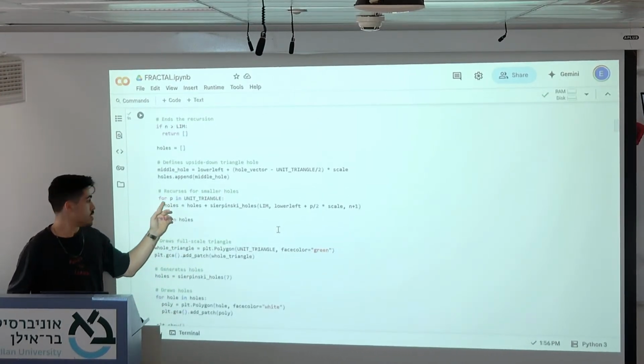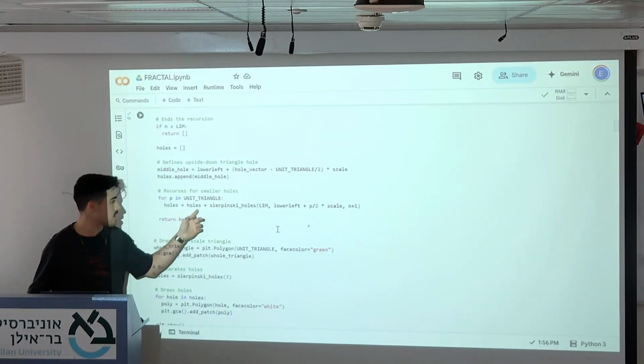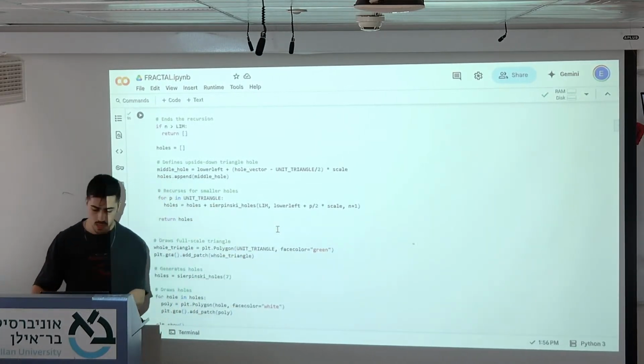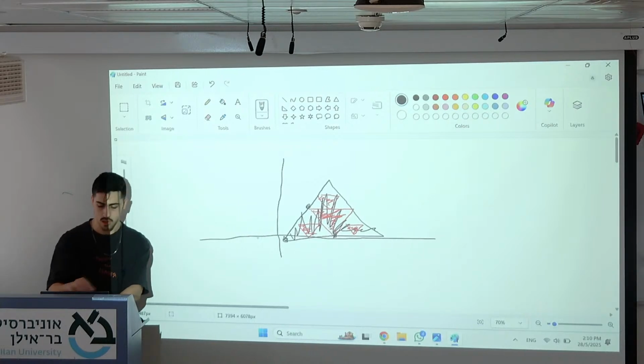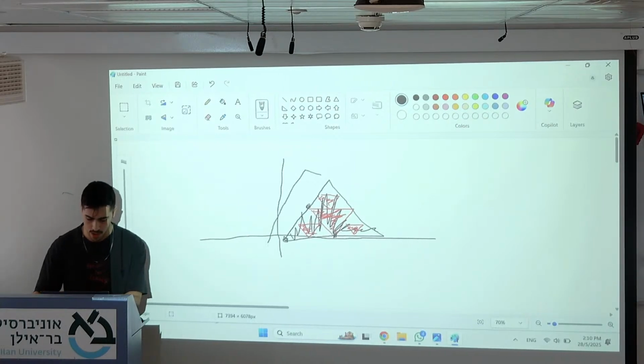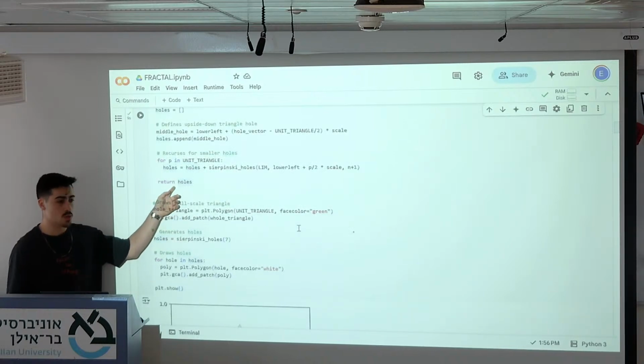And then it recurses. For P in unit triangle, it does the same thing for P. Now P are the positions, so if you do P over 2, you will get this, this, and this, right? Or, sorry, actually, this, this, and this. So that's how it can very conveniently recurse on the smaller triangles. Because you take this area and you split it by half, you get this, etc. So that's how it recurses, and in the end, it returns the holes.